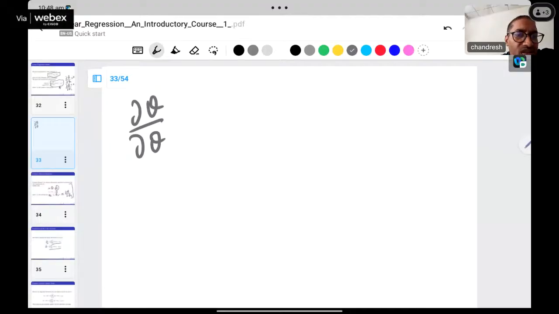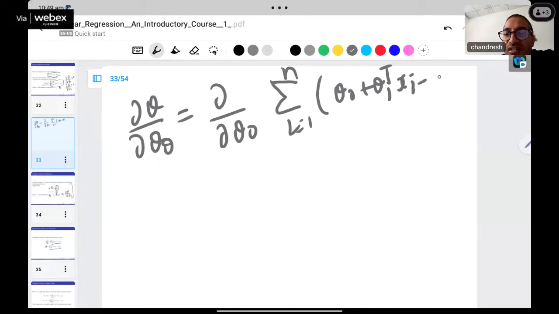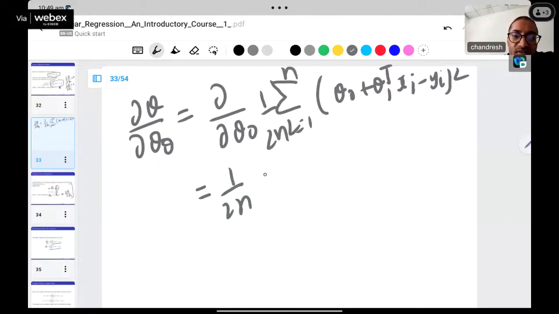It's nothing but the derivative of this function that we had written: sum over i equal to 1 to n of (theta x_i minus y_i) squared, where theta x is nothing but theta 0 plus theta 1 x_i. So you need to compute the derivative of this. If you take the derivative, eventually what you get is this.